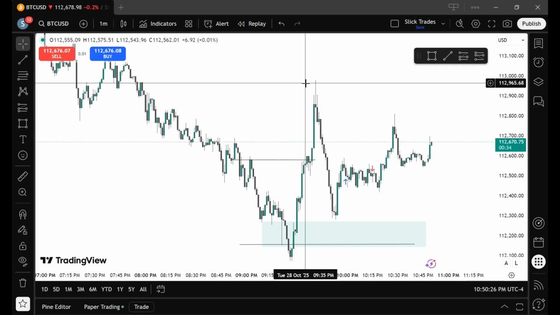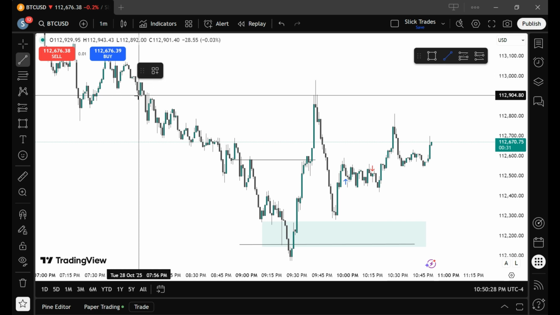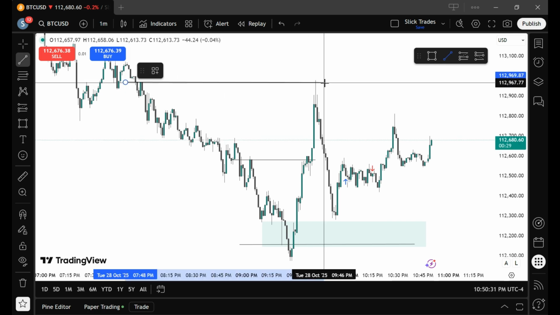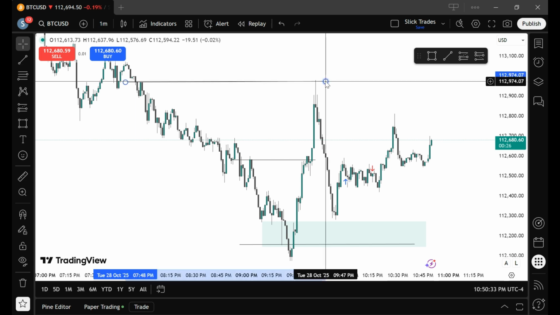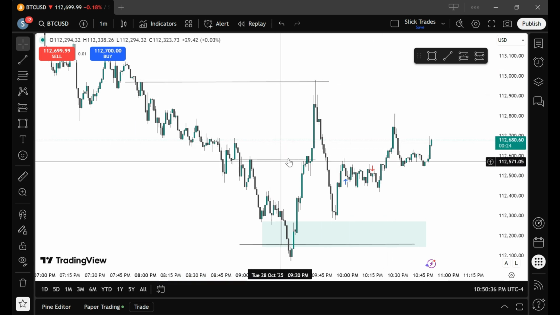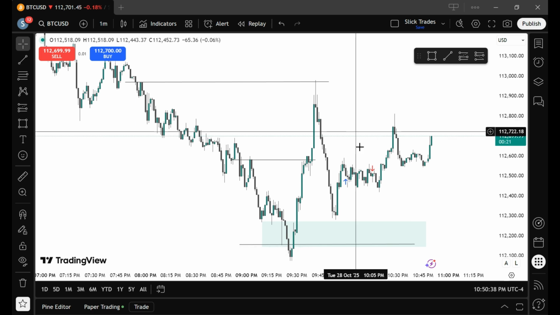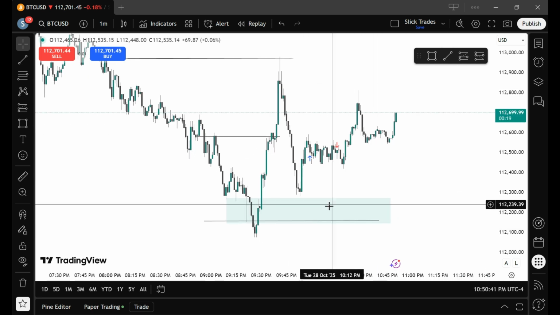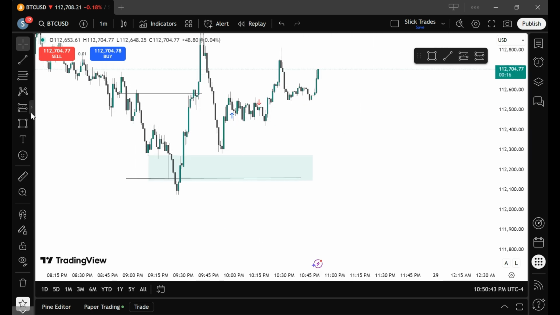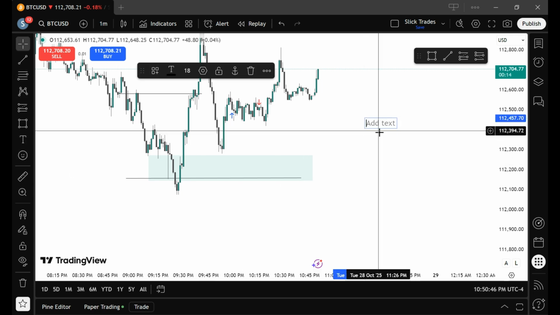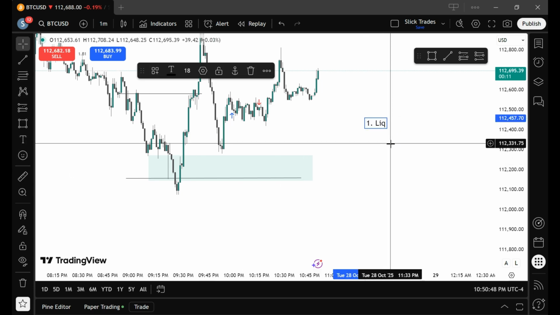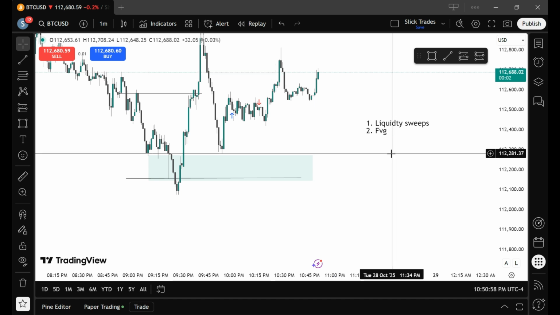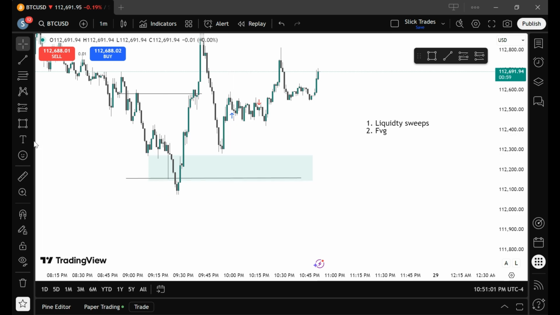Let's see where this one stopped. Exactly. Look where this one stopped up here. Two equal highs right there. Okay. They're good things to target. If you're not targeting equal highs, you should be targeting fair value gaps for your take profits. So we went through liquidity sweeps and fair value gaps. Keep in mind we trade the inversion of that. Okay, so prime example.